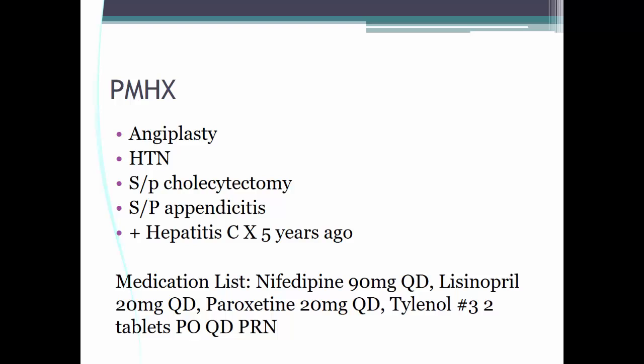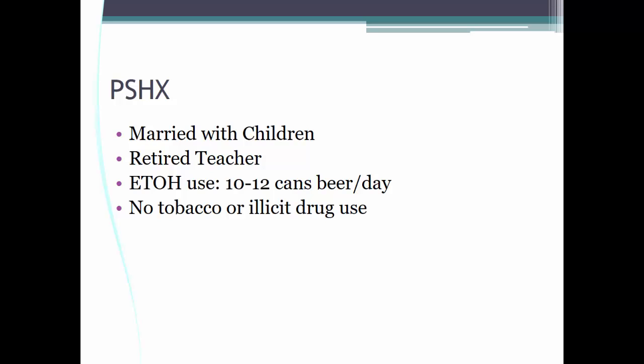Now, there's a past medical history of angioplasty, hypertension, status post cholecystectomy, status post appendicitis, hepatitis. Medications listed: calcium channel blocker, ACE inhibitors, Paxil, which is an SSRI, and Tylenol. He's married with children and is a retired teacher. Now he drinks 10 to 12 cans of beer per day, no tobacco or illicit drugs.